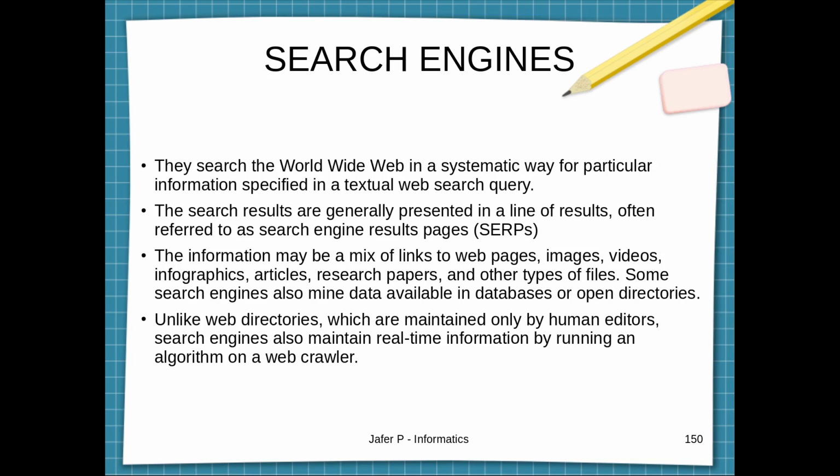Web directories are directories which consist of information about a particular company or user. They consist of address, email address, phone number, etc. That is a web directory. So a web directory is an electronic directory which contains contact information of a company or a particular user or users, right? But a search engine is not like a web directory. A web directory only contains those things, but a search engine also maintains real-time information by running an algorithm on web crawlers. So in a web crawler, if you run an algorithm, it will give you exact information like a web directory also. Okay.